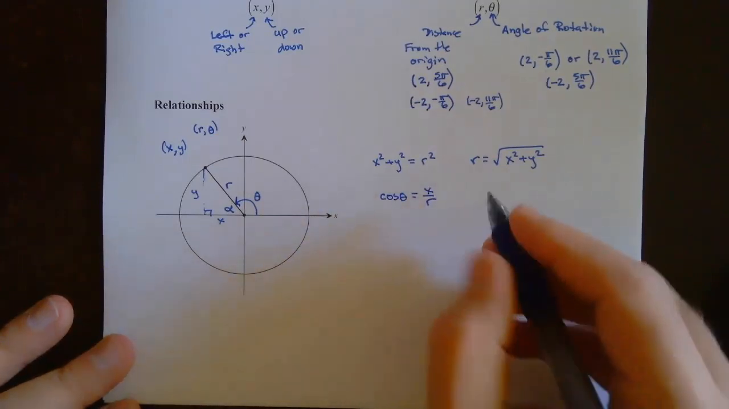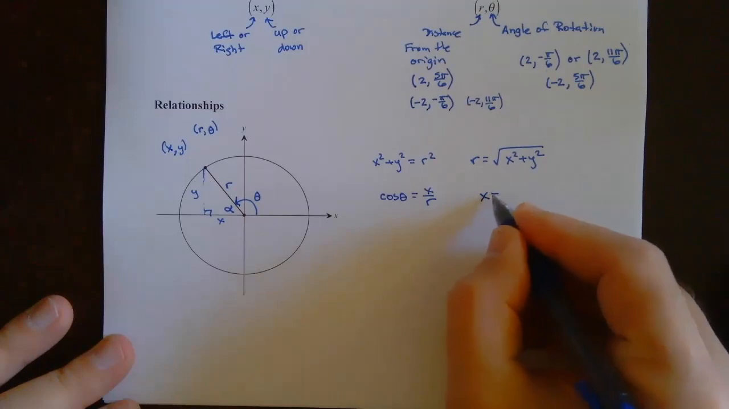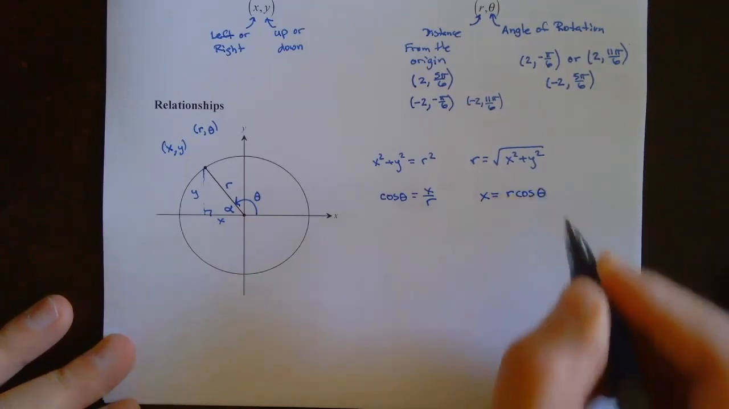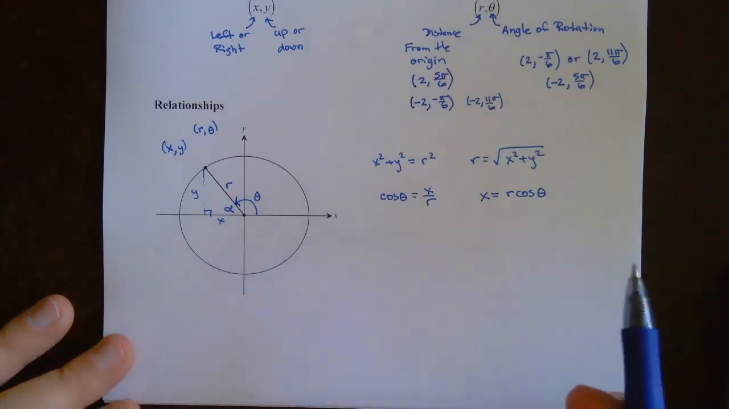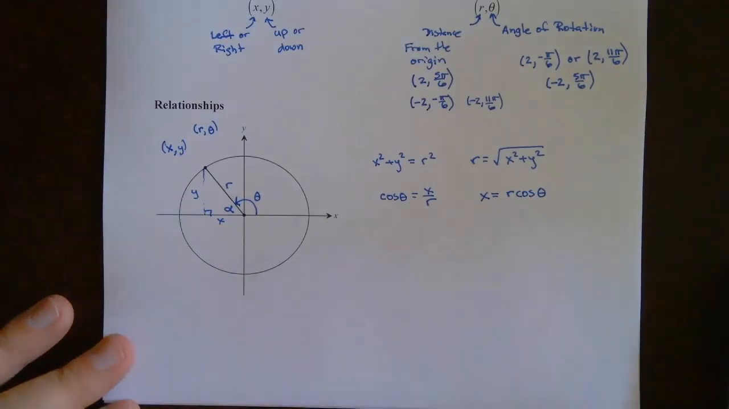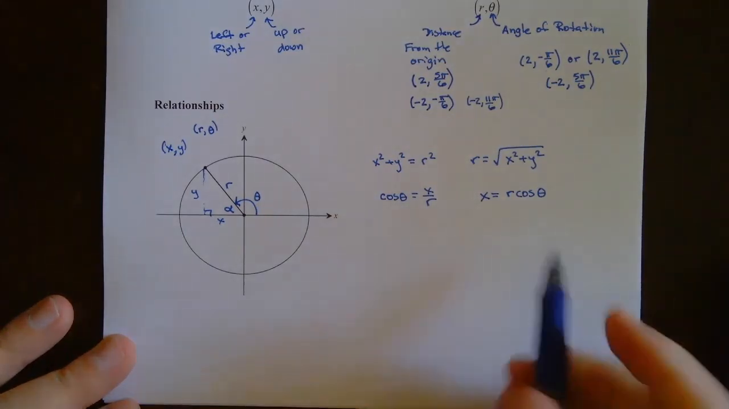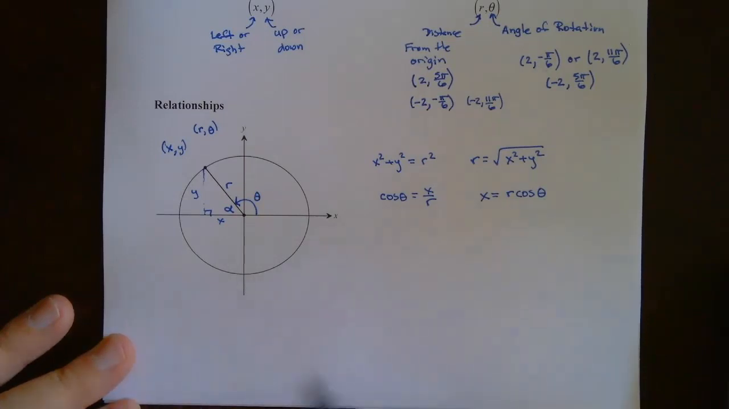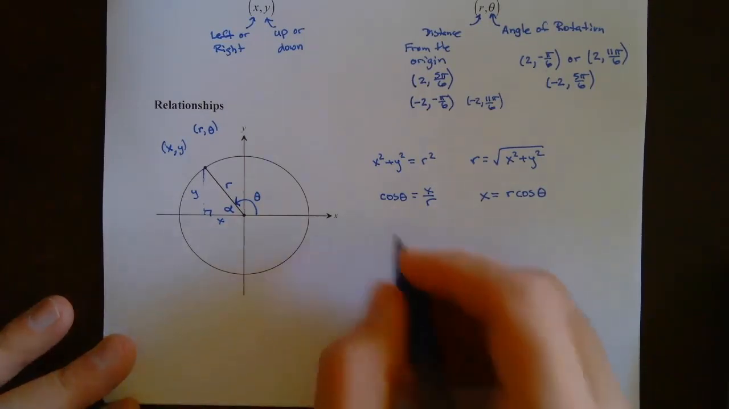Okay, which means x would have to equal r times cosine of angle theta. So basically this is a way to take our points in polar form, where we have the radius and the angle theta, and we can get the x coordinate in Cartesian or rectangular coordinates. We can do the same thing with y.